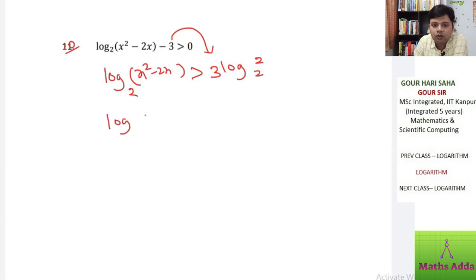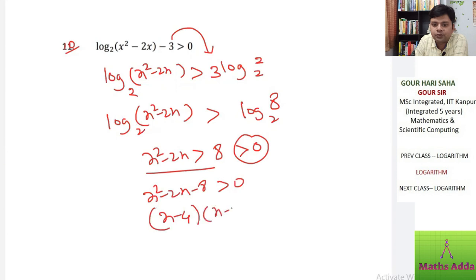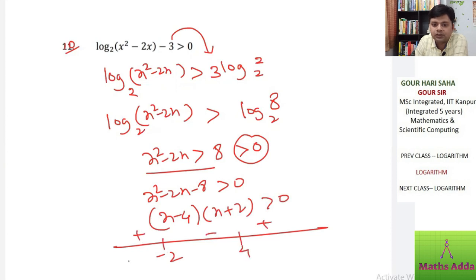Log of x square minus 2x base 2 is greater than log of 8 base 2. Now if base is more than 1, so remove this: x square minus 2x greater than 8, and both are certainly greater than 0, so there is no point to write this last line. Just solve this one. X square minus 2x minus 8 greater than 0, x minus 4, x plus 2 greater than 0, number line minus 2, 4, plus minus plus, this and this we are looking for.